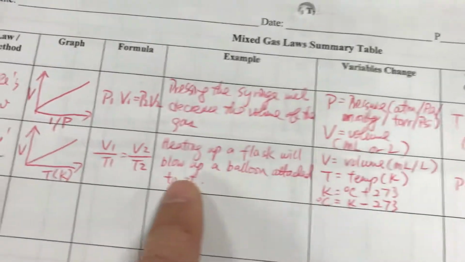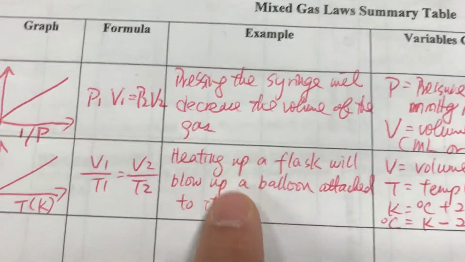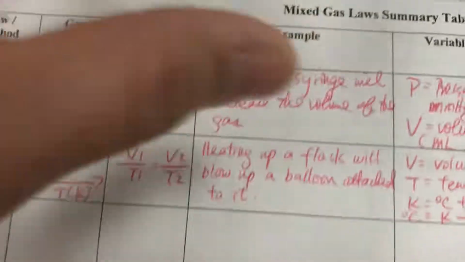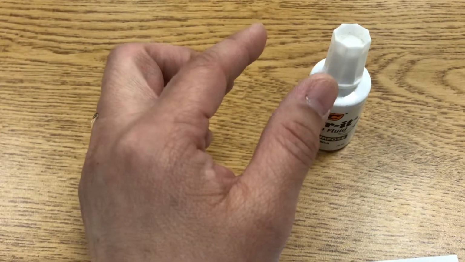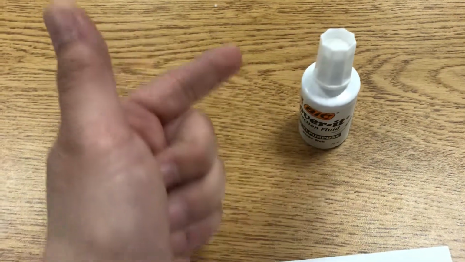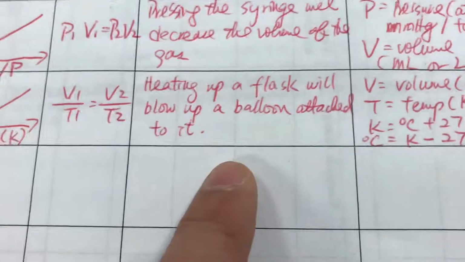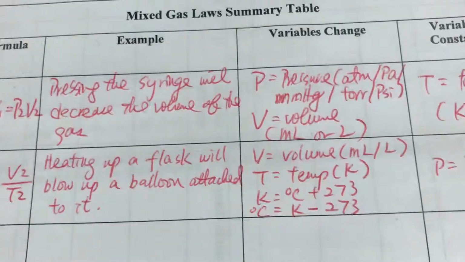Now in this case, the example is if I heat up a flask, let's say I have a balloon on the bottom and I heat it up. I'm sorry, if I increase my temperature, I'm going to increase the volume, so then the balloon will blow up. So if I increase my temperature, the volume will increase to blow up the balloon. This is the example: heating up a flask will blow up a balloon attached to it.